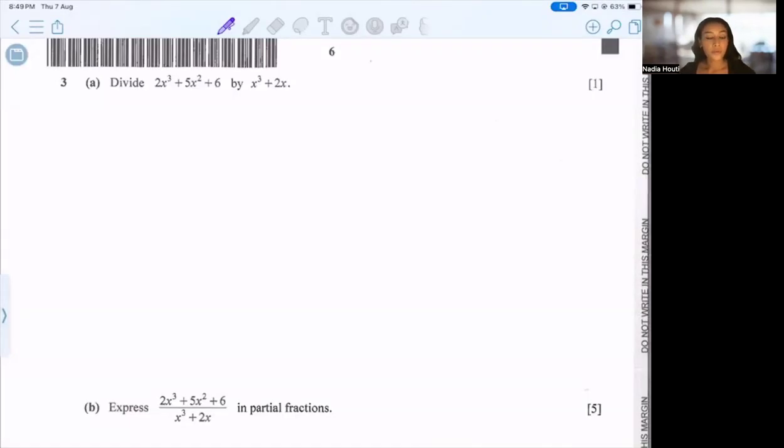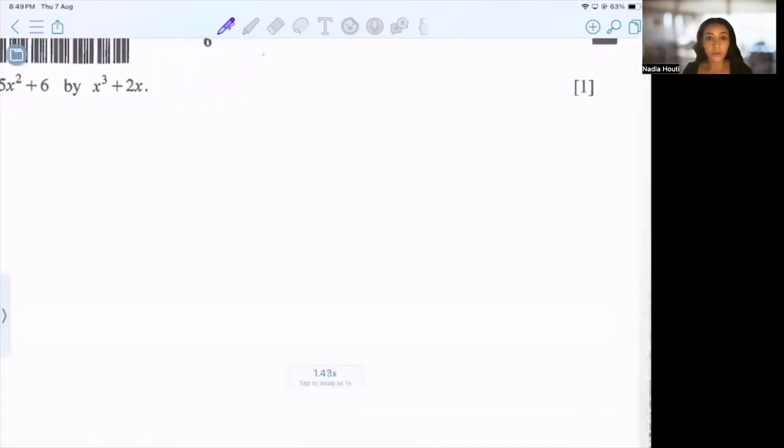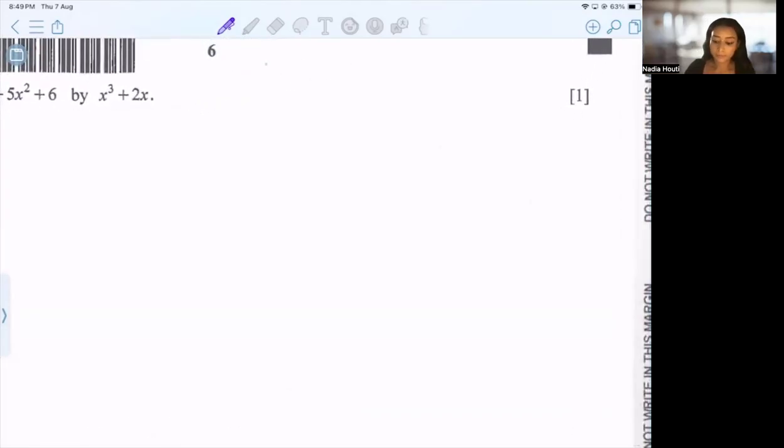Okay, now we're going through question 3 of the 2022 O-Level A Math Paper 1. For question 3, the first part is just asking you to divide one polynomial by another polynomial. So this just requires you to do long division. If you recall, long division, whether it's for polynomials or just regular whole numbers, right?